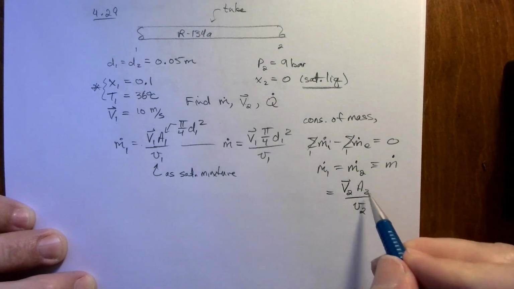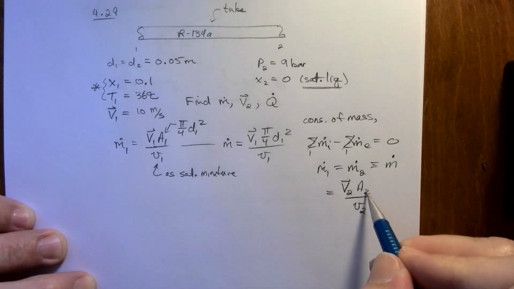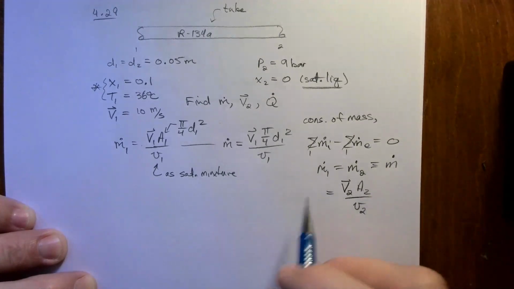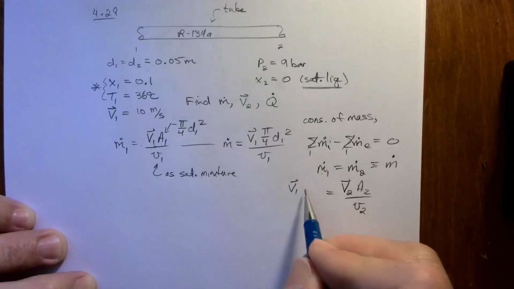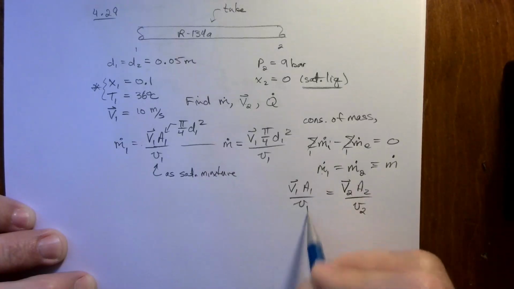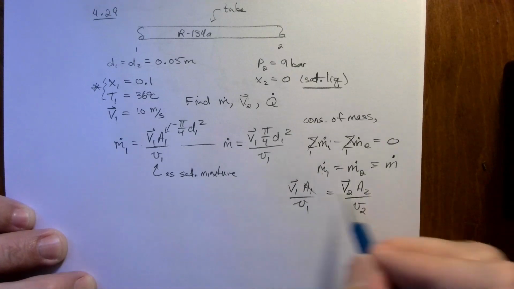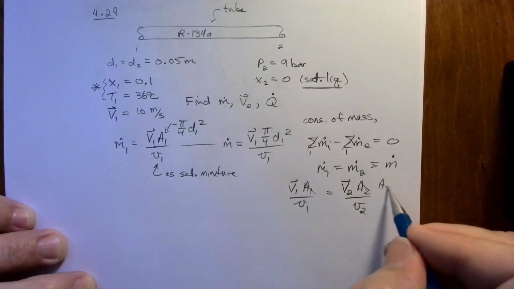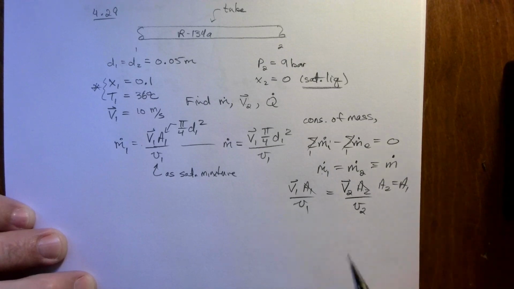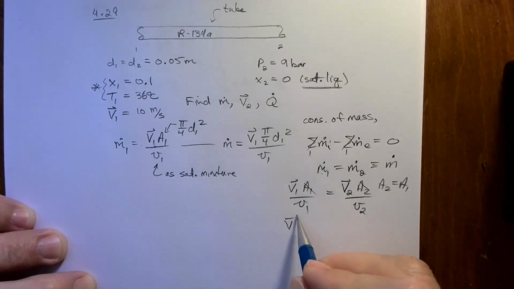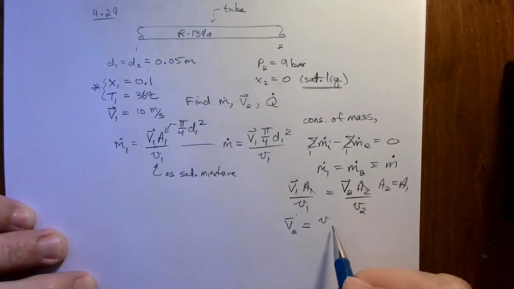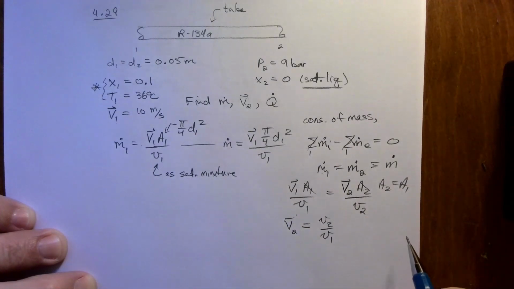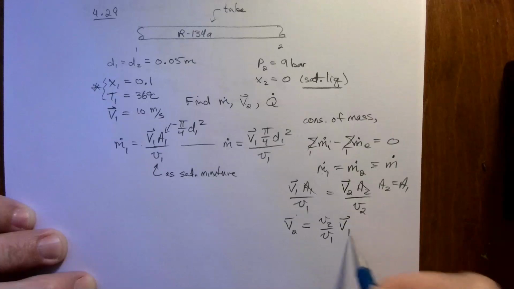Alright, so this area is the same area as A1. So let's write it out this way. This would be the velocity at 1 times the area at 1 divided by the specific volume at 1. Let those areas cancel, right? A2 and A1 are equal. So now V2 is equal to the specific volume at 2 divided by the specific volume at 1 times the velocity at 1.